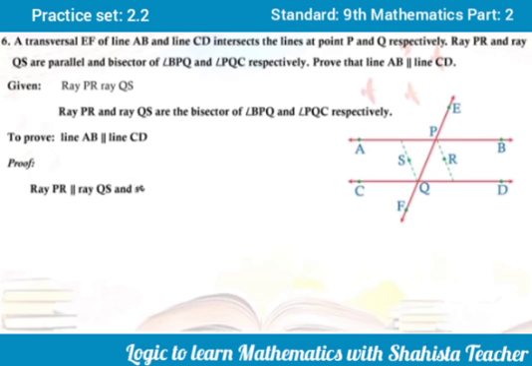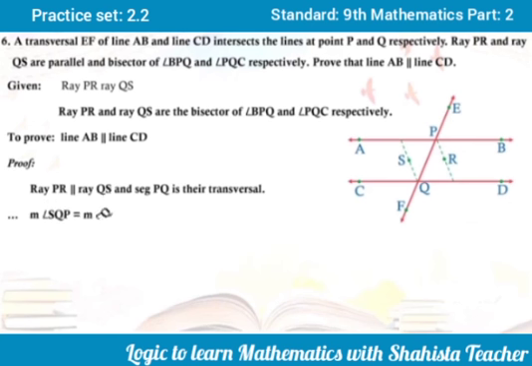So ray PR is parallel to ray QS and ray PQ is their transversal. Now here you can see this PQ is the transversal of ray PR and ray QS. As I told you before, QS is parallel to PR. They both are parallel lines, and here PQ is their transversal. You can see this PQ is their transversal line. Okay, so these two parallel lines, ray PR and ray QS, and PQ is their transversal.